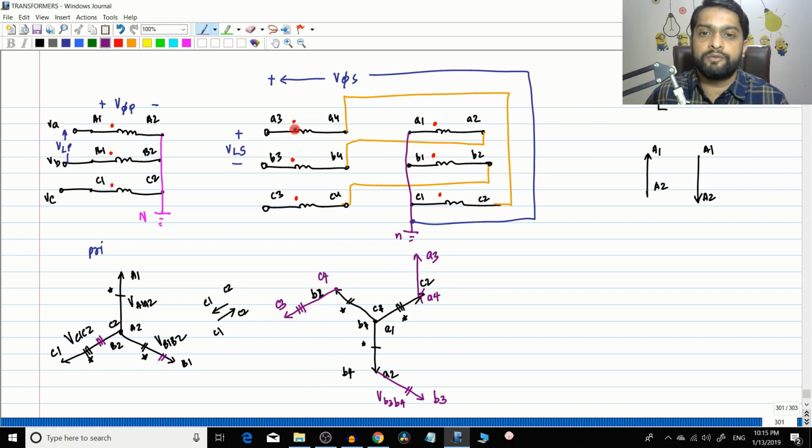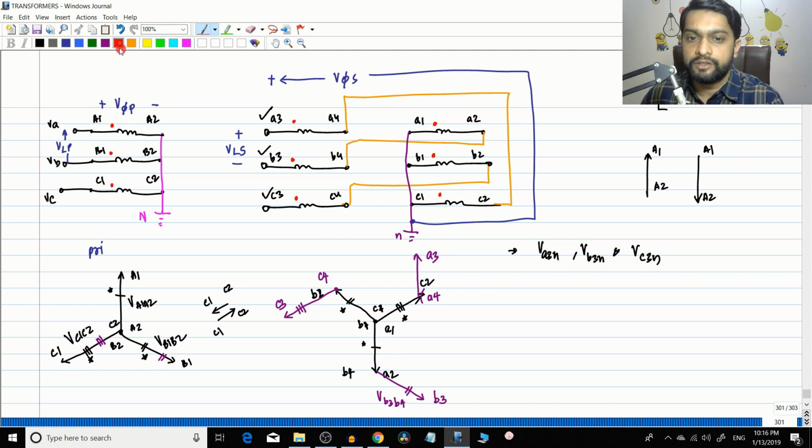So now it's time to find the phase voltage. What is the phase voltage? It is the voltage from one phase to the neutral point. So these are the outputs, right? A3, B3 and C3. So the phase voltages will be A3N, B3N and C3N. So we have to identify those positions in this vector diagram. So A3N, where is A3N? Yeah, this is A3N, right? So this will be VA3N, right?